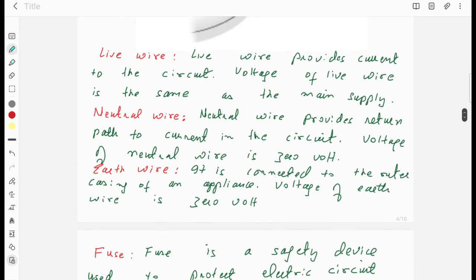You also need to know that live wire provides current to the circuit, and voltage of live wire is the same as the voltage of main supply. If the supply is of 220 volt, then the live wire is also at 220 volt. Neutral wire provides return path to current in the circuit, and voltage of neutral wire is 0 volt.